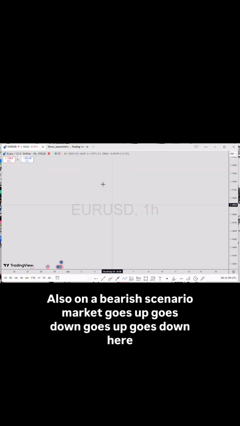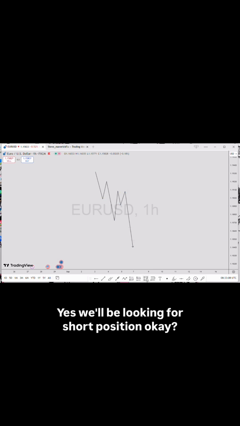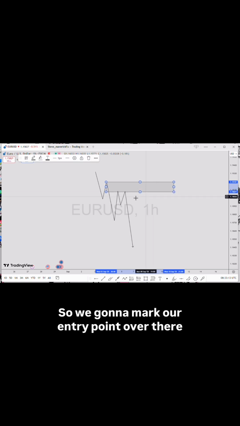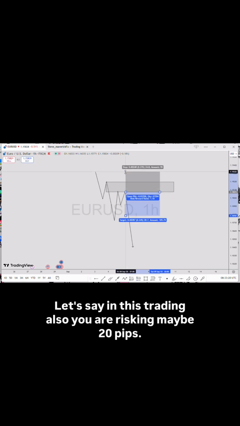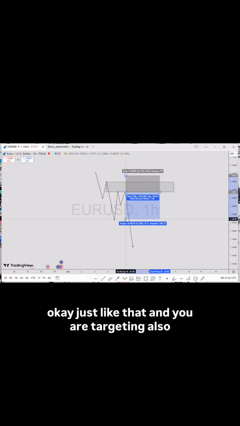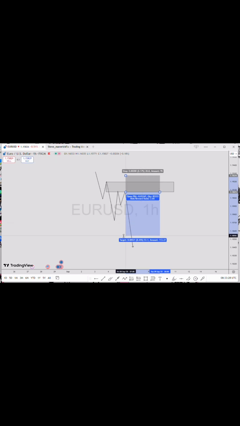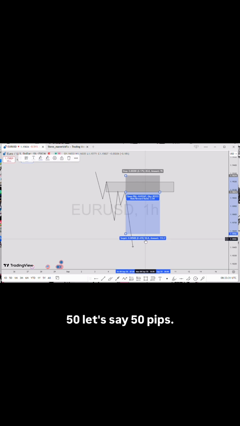Also, on a bearish scenario, the market goes up, goes down, goes up, goes down. Here, yes, we'll be looking for a short position. So we're gonna mark our entry point over there, and then we're gonna use our short position tool just right there. Let's say in this trade also you are risking maybe 20 pips, just like that. And you are targeting also, let's say, 50 pips. So these digits are what we call pips.